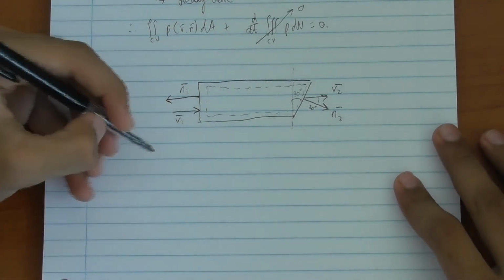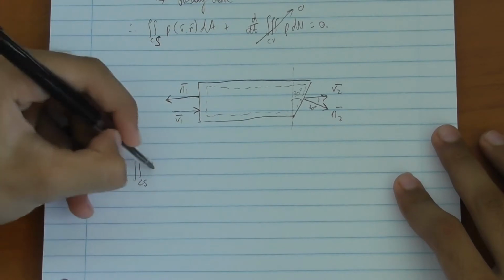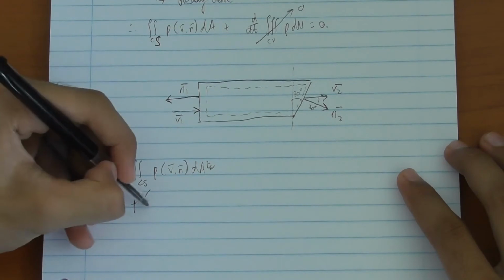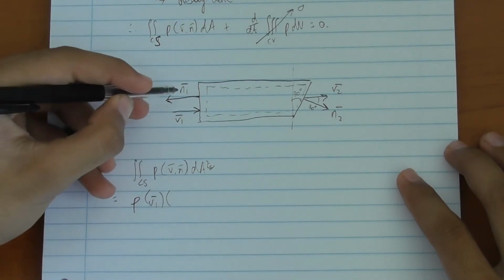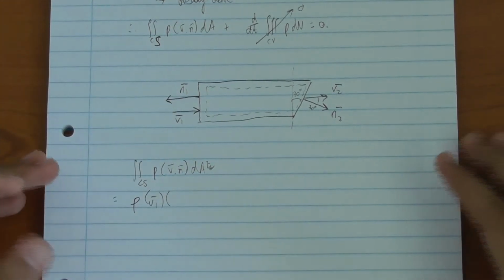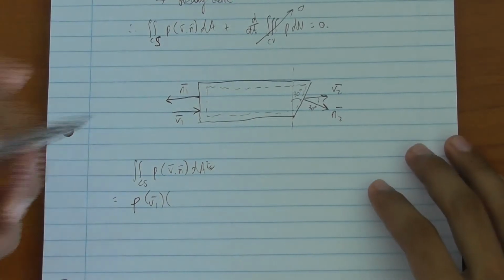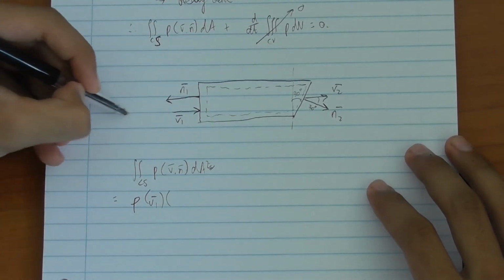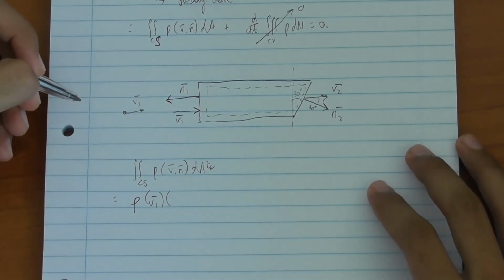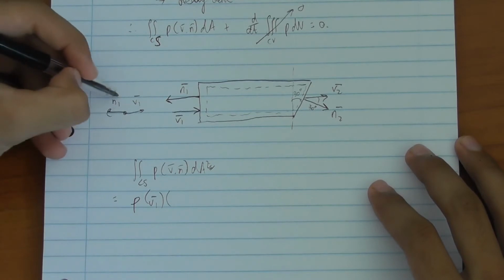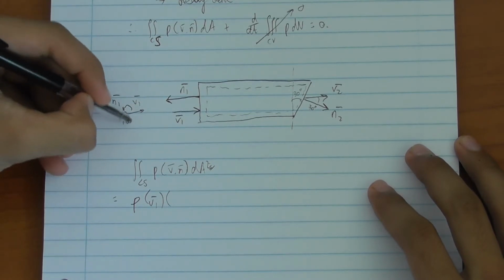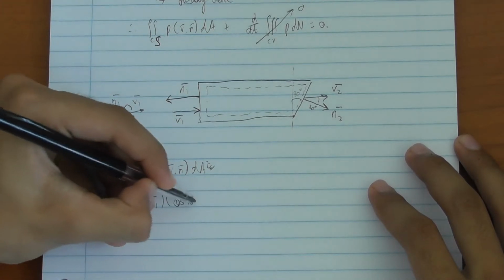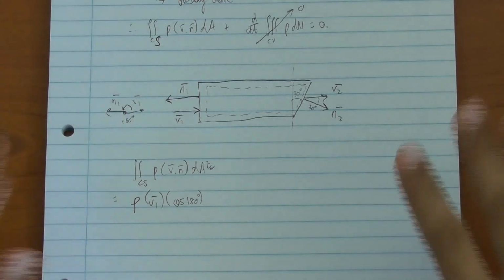So let's begin. Our double integral over the control surface, rho v n dA, is equal to the density of the fluid multiplied by velocity 1 multiplied by normal 1. So if you ever need help turning a normal vector into a number, remember that the normal represents the angle between the velocity vector and the normal vector. So here's velocity vector 1, here is normal vector 1, and the angle between them, 180 degrees. So to turn that into a number, you simply say cos of 180 degrees, and that's it, you're done.